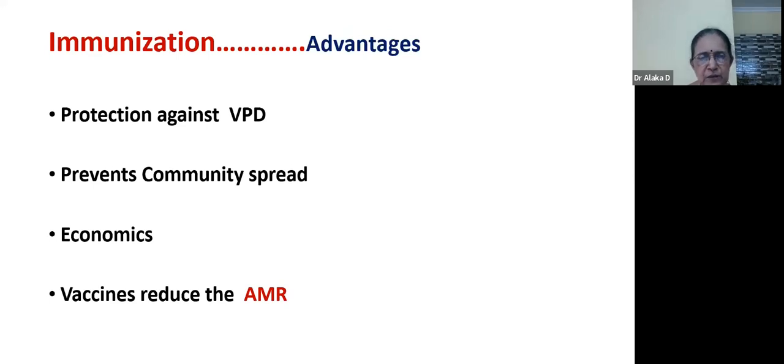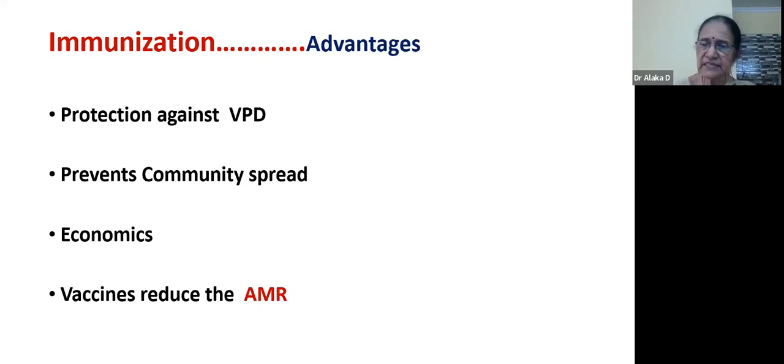And therefore, we should immunize people. The immunization advantages I'm talking about: it protects against vaccine preventable diseases, prevents the community spread, your economy remains in a good robust form, and vaccine reduces antimicrobial resistance. Vaccine we are giving for prevention of a disease. Suppose if we don't give and the patient develops pneumonia, naturally we'll have to use different types of antibiotics depending on the sensitivity, depending on the patient's condition, comorbid conditions, and what type of infection he has got.